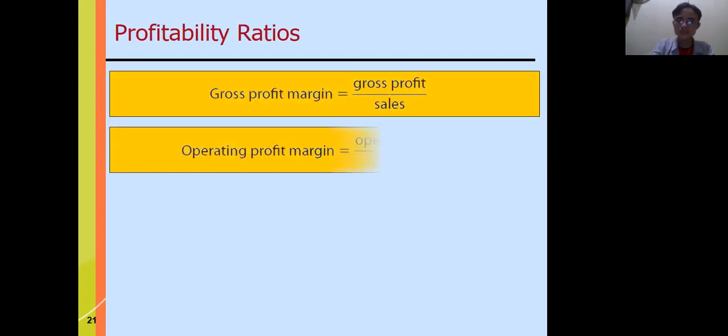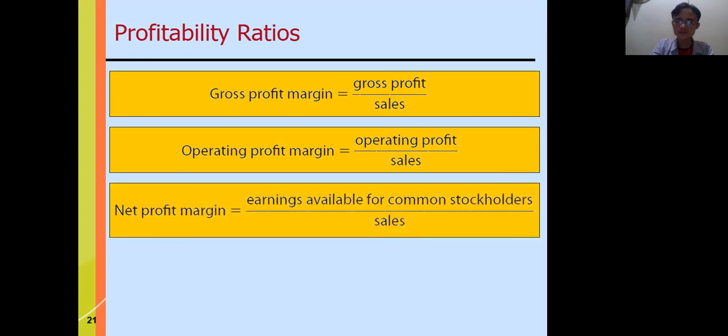We'd like to know how many times our EBIT can absorb the interest. Next are profitability ratios. We have the gross profit margin, gross profit over sales, and for operating profit, operating profit over sales. Profitability focuses on the profit. We can say gross profit ratio, gross profit over sales, so the denominator would be the sales. The net profit margin would be earnings available for common stockholders. Whatever the net income is, we deduct the preferred dividend from it, so that we get the earnings available for common stockholders.